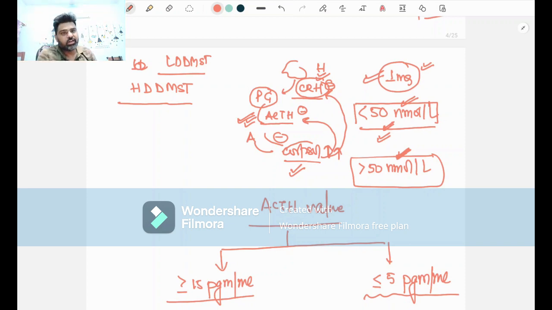Second thing, if we give a high dose dexamethasone, that is 8 mg of dexamethasone or 2 mg 6 hourly for 2 days, then what will happen? This dexamethasone will suppress the ACTH value and thus will suppress the cortisol value in case this ACTH is being secreted from the pituitary adenoma. But high dose dexamethasone will not suppress the ACTH secretion if it is secreted from the ectopic tumors. Okay, so this is a very important thing.